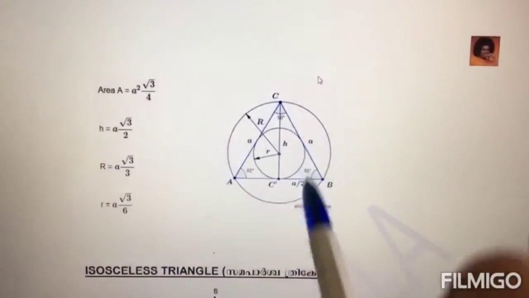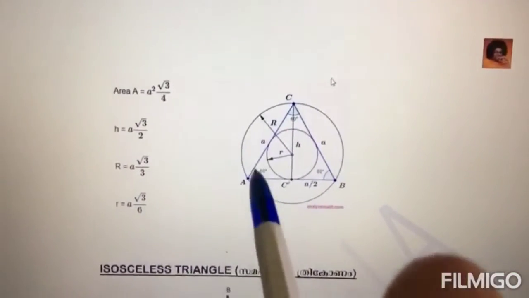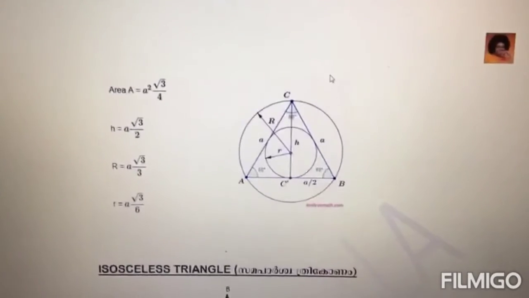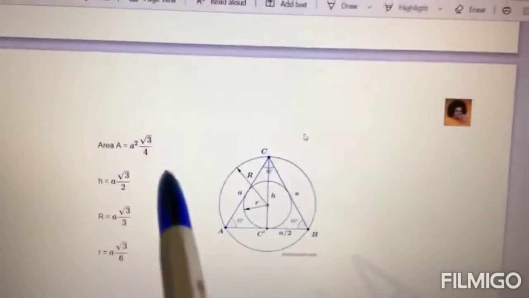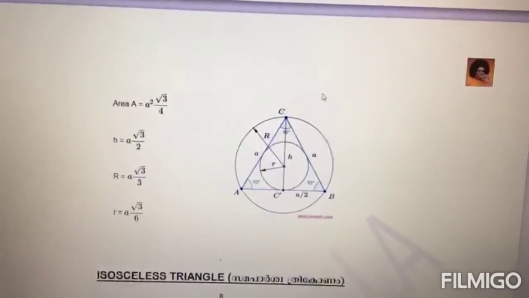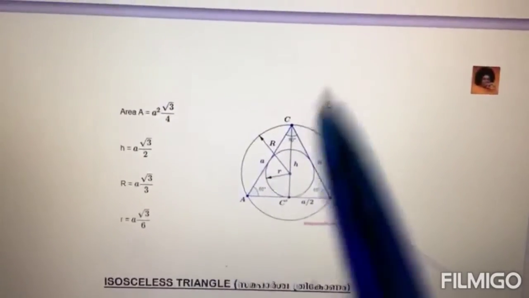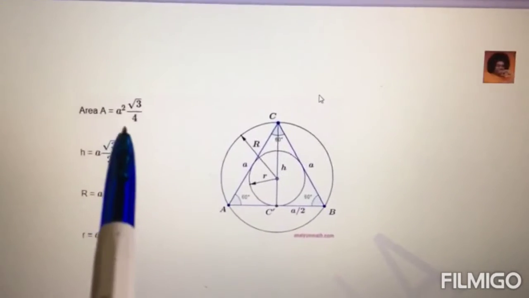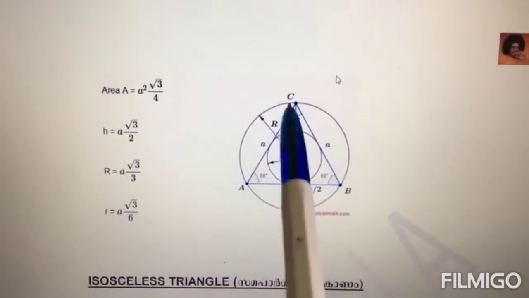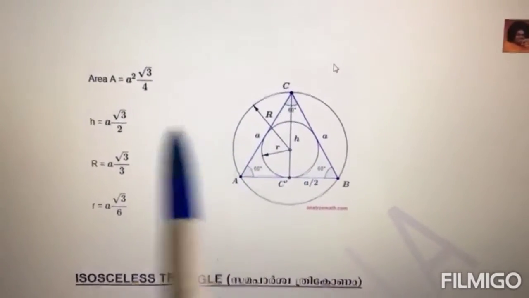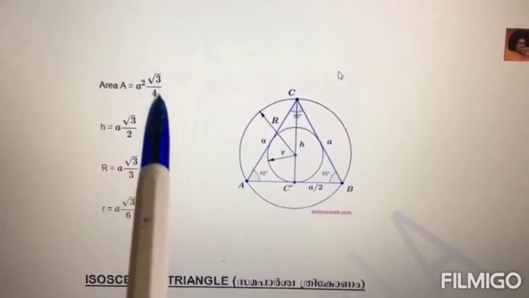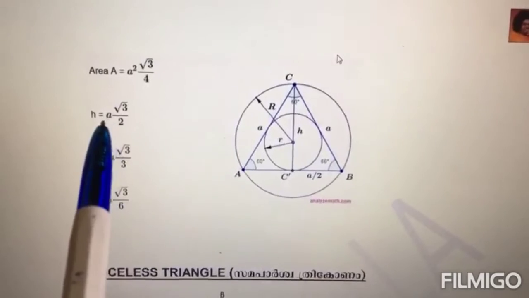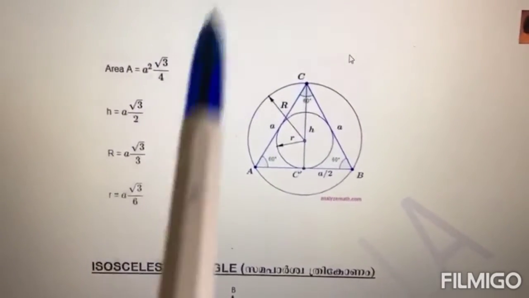So what is the sum of all the angles of the triangle? It is 180. It is 60 into 3, which is 180. Okay. And this rule applies even for right angle triangles and other types of triangles. In all triangles, the sum of all angles is 180 degrees. So what is the area of an equilateral triangle? If small a is the side, then area is equal to a square into root 3 by 4. You have to memorize this formula. The height is equal to side into root 3 by 2.